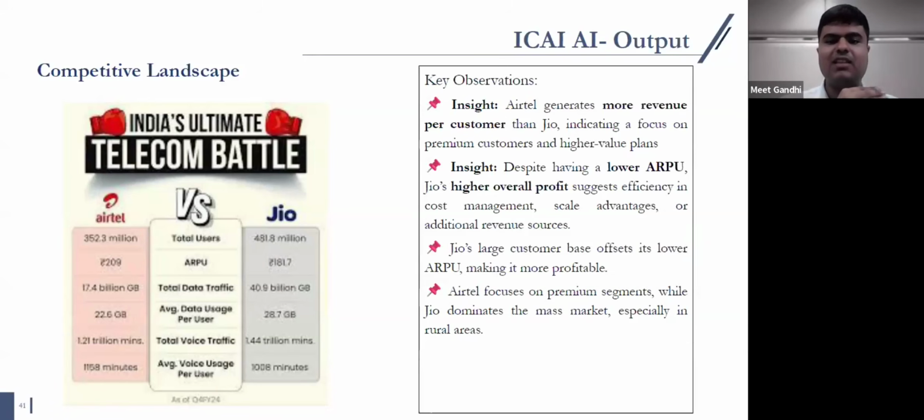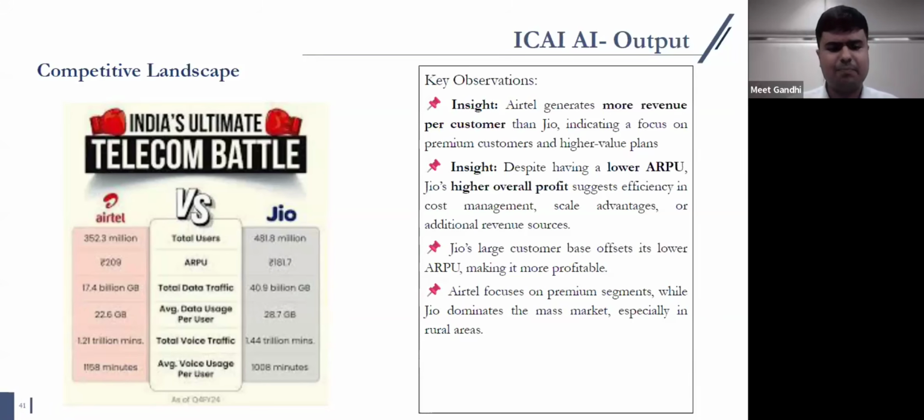Premium customers, as in private customers, such as private organizations. It has services for private companies, providing network services and higher-end services. So that's how the ARPU of Airtel is greater than Jio, whereas the subscriber base and the net profit of Jio are much higher when we compare it with Airtel.